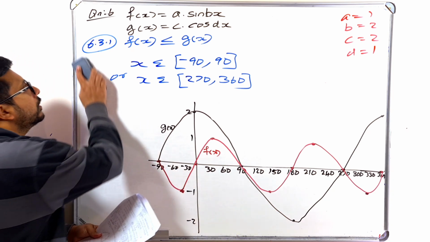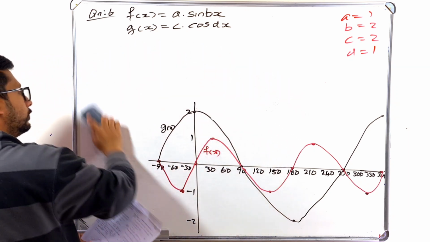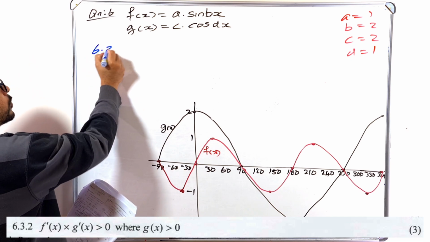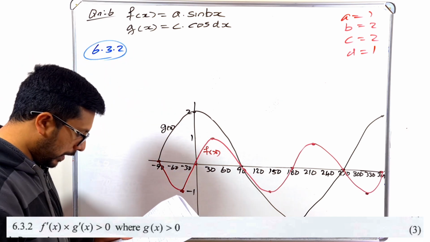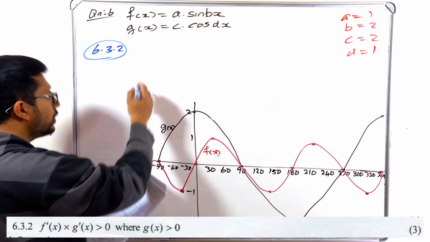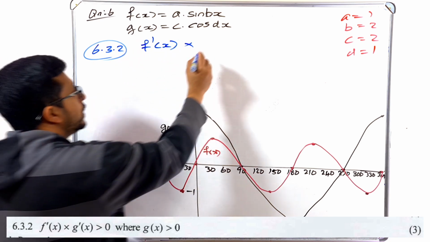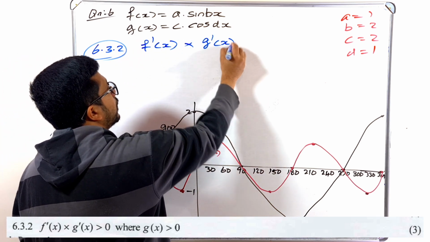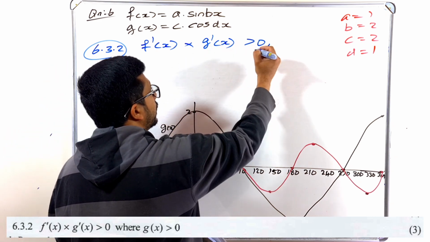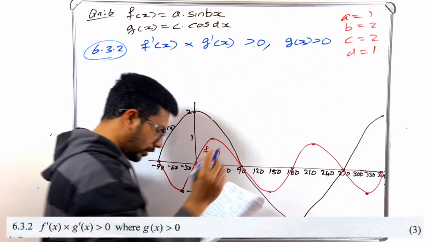Let's move to the next question, 6.3.2. What is that question? f dash, you have to find the values of x, same question. You have to find the values of x where f dash of x times g dash of x is greater than 0, where g of x is greater than 0.